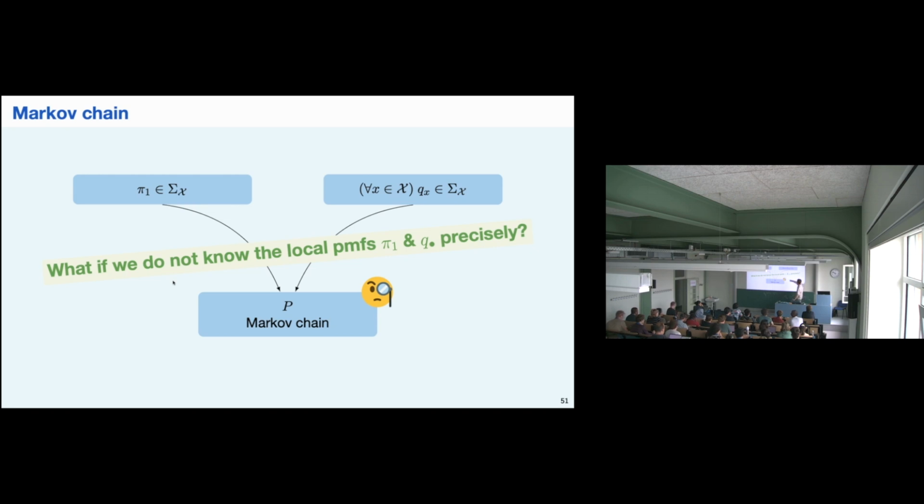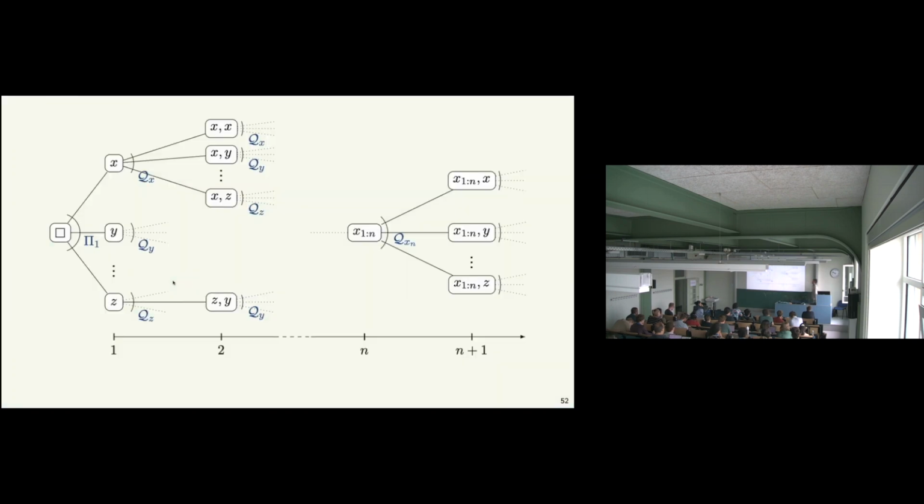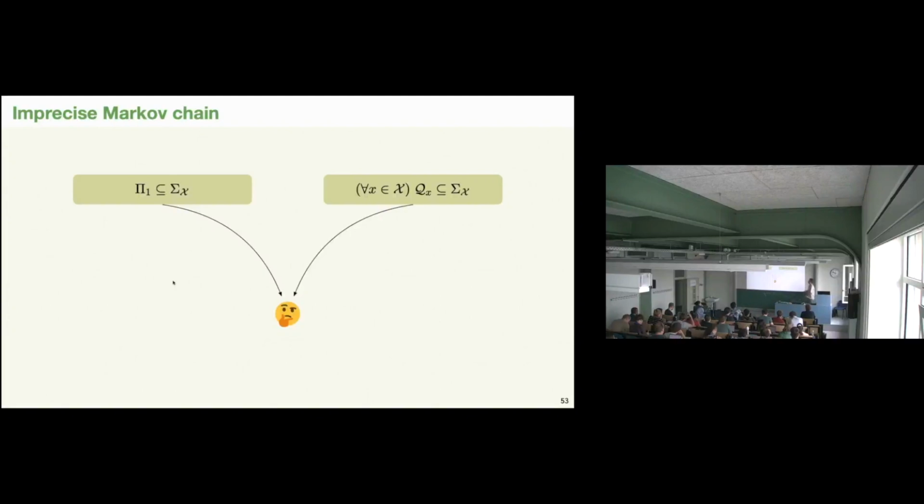So what I'm going to assume is that I have sets of candidate or possible initial probability mass functions and sets of transition probability mass functions. And so in my tree, instead of everywhere having probability mass functions, I now have sets of probability mass functions. I'm going to denote a set of initial probability mass functions by capital Pi sub 1, and these sets of transition probability mass functions by curly Q subscript the state that they belong to. So now this is the information that we have for our model: a set of initial probability mass functions, and for every state, a set of transition probability mass functions.